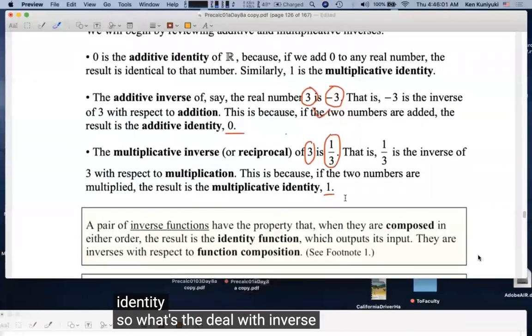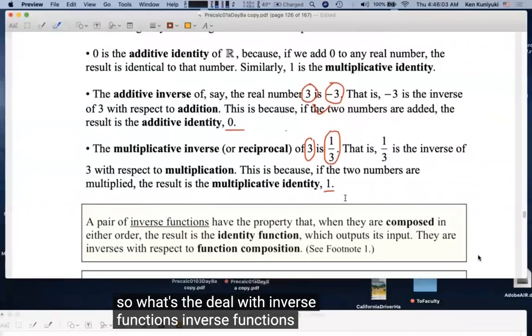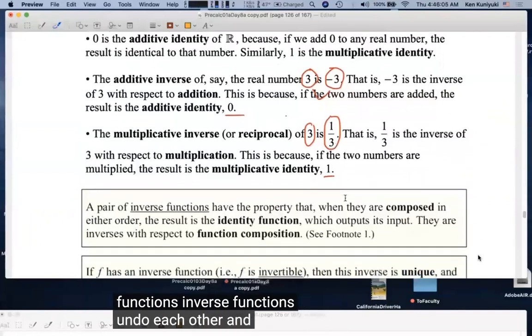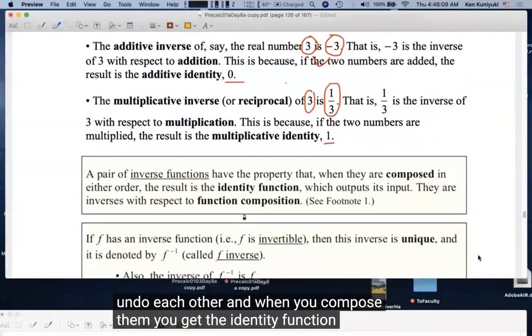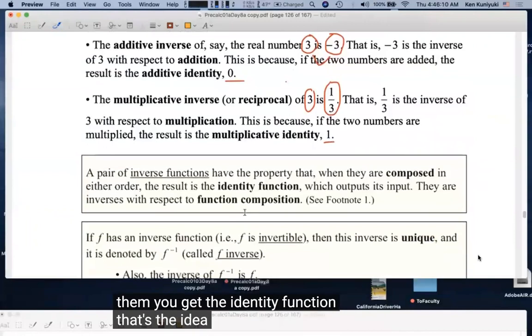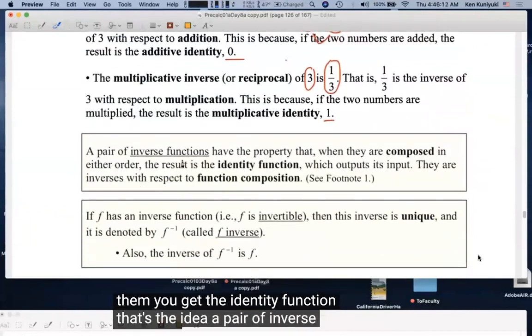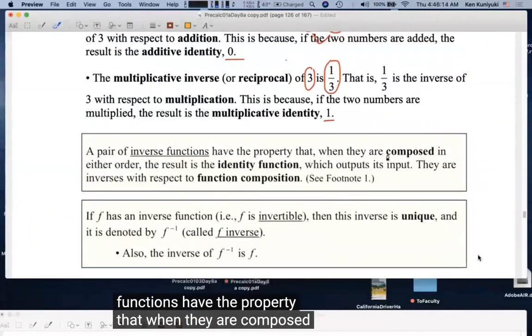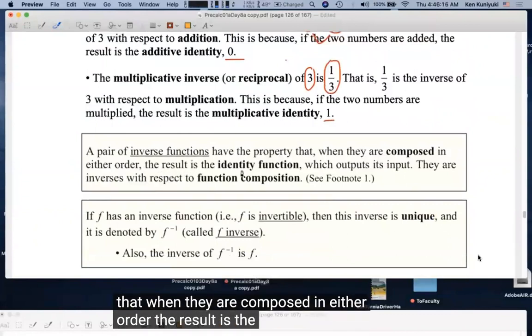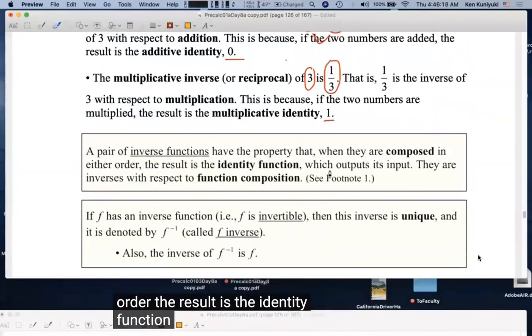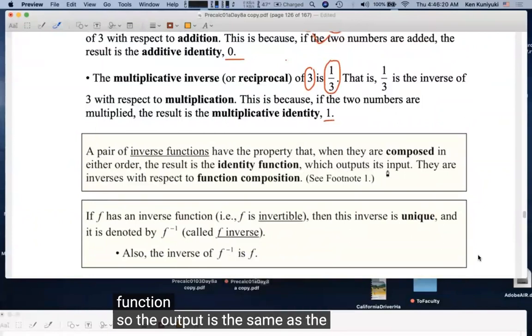So what's the deal with inverse functions? Inverse functions undo each other. And when you compose them, you get the identity function. That's the idea. A pair of inverse functions have the property that when they are composed in either order, the result is the identity function. So the output is the same as the input.